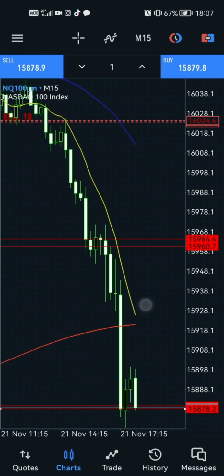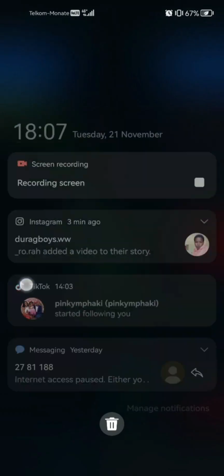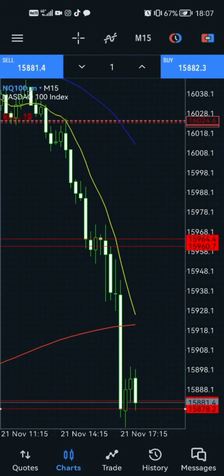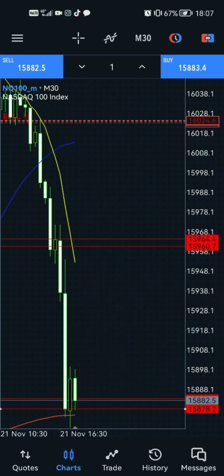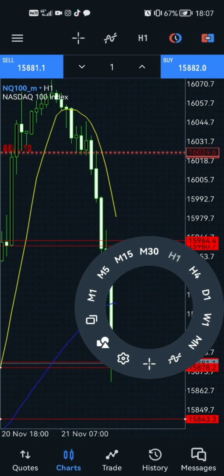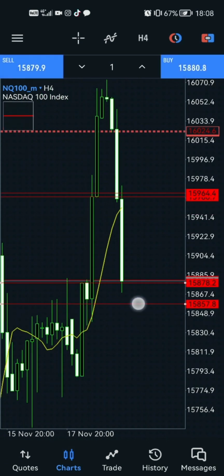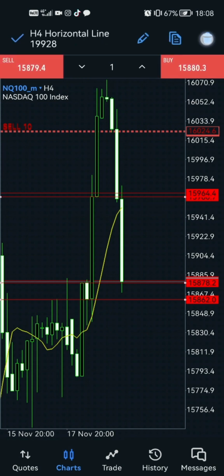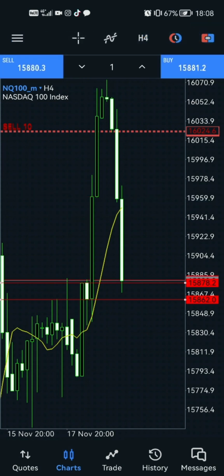Alright, guys. So we're back. It's been a couple of hours. It's late in the day. It's around 6 now. Still the 21st of November. So price came down as expected to the first level. Broke through the first TP, which is there.